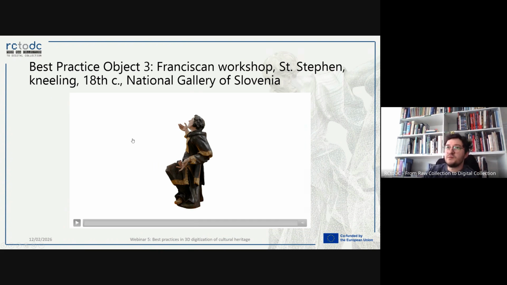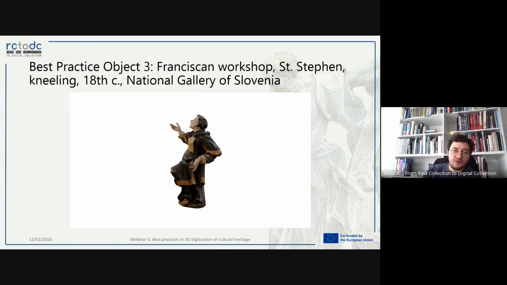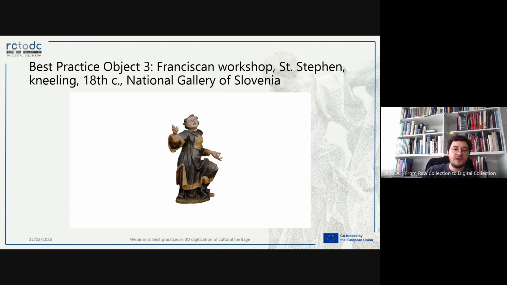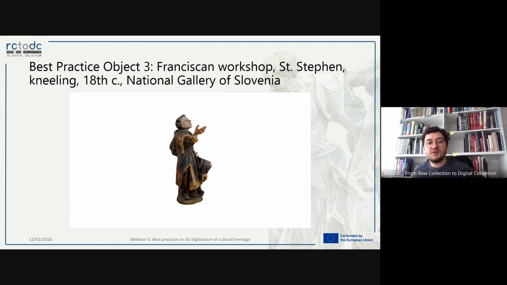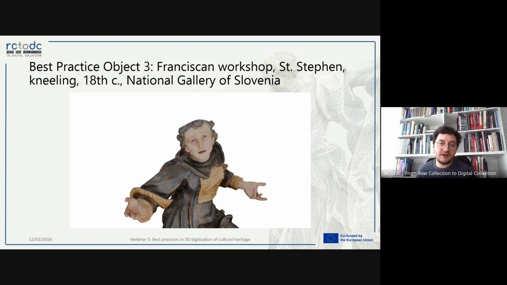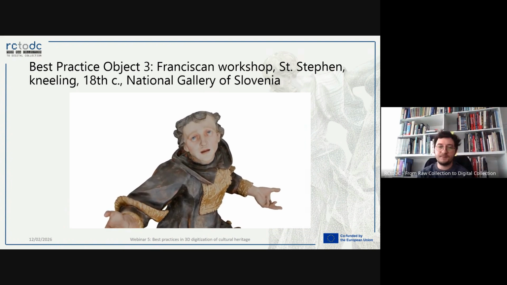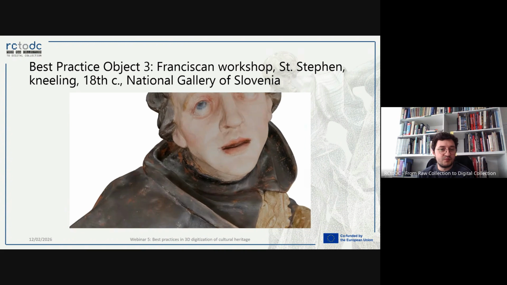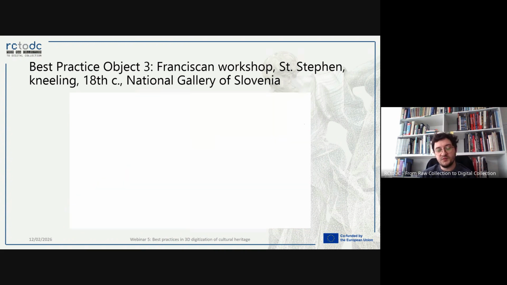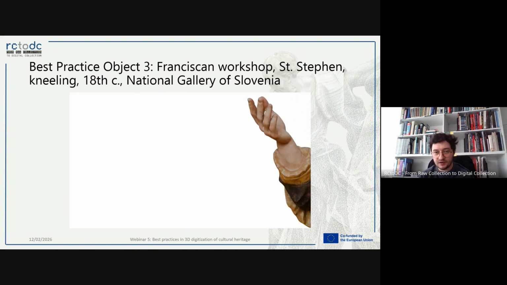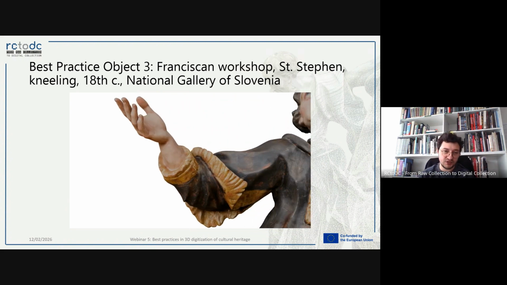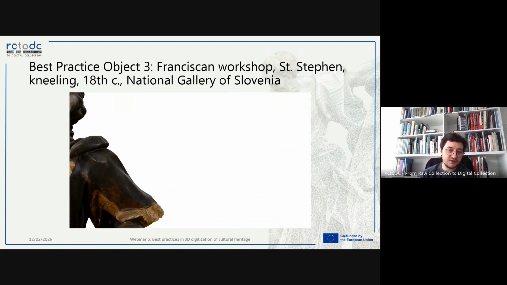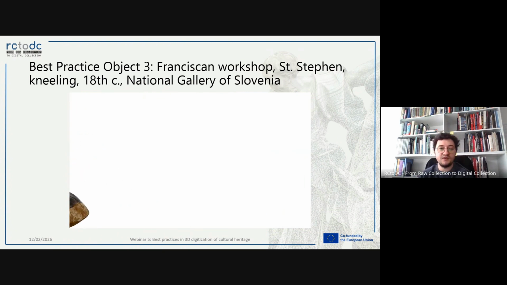Our third best practice example focuses on the object Saint Stephen kneeling from the National Gallery of Slovenia and represents an example of scalable and inclusive digitization. Scalable and inclusive digitization refers to approaches that prioritize accessibility and affordability over speed or maximum precision. This allows institutions with limited resources to participate in 3D digitization.